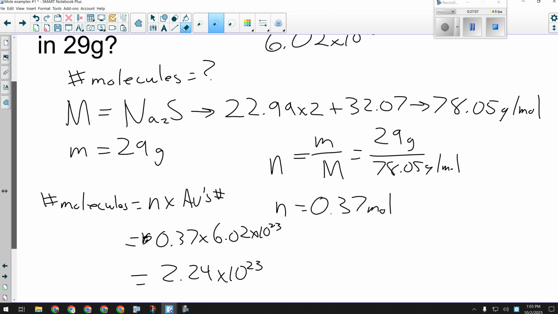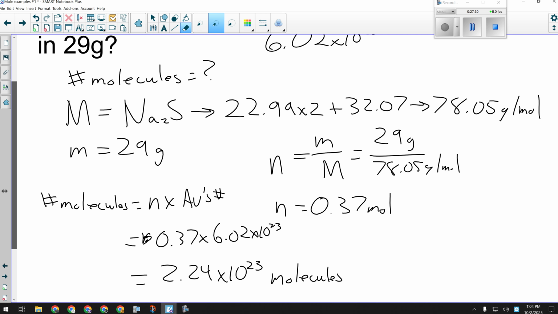What are my units? Molecules, yeah. This is the one people forget to put units on all the time. Okay, when they calculate mass or moles, they always remember, but when they calculate molecules, they forget to put molecules at the end. Okay, that's the units, that's what you calculate. Okay, questions on number 3?